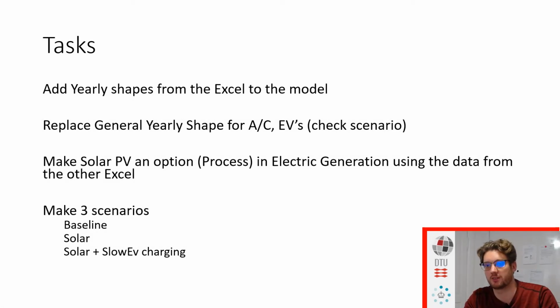So the tasks for this exercise. You will need to add yearly shapes from the Excel that's on SharePoint to the model. You should add all the shapes that are there, and you will need to do some data manipulation inside of Excel to make sure that Leap can actually import them. You will need to replace the general yearly shape for ACs and EVs. So make new yearly shapes for these for ACs and EVs.